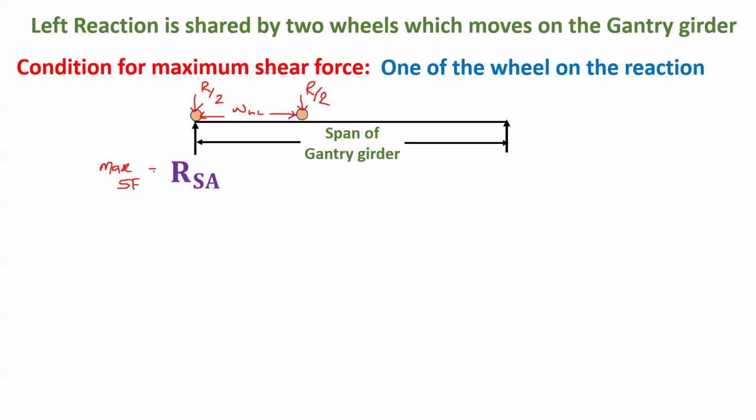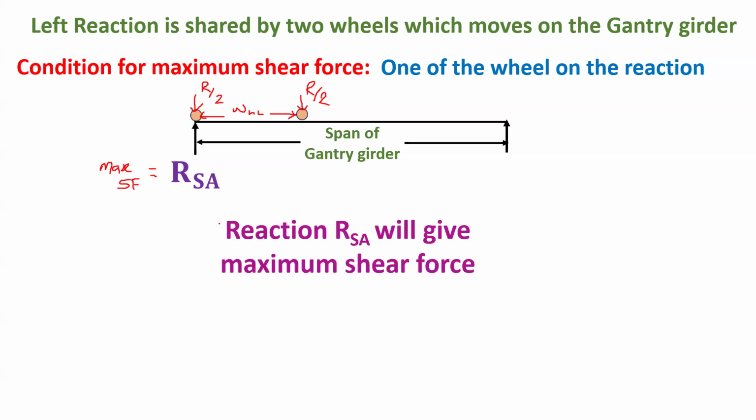And knowing this maximum shear force, we can go for the further calculations. So we have maximum shear force, that is nothing but RSA, the reaction for maximum shear force at A. Then reaction RSA will give maximum shear force. Now we will have the condition for maximum bending moment. This is most important. One of the wheel loads and the CG of the wheel loads should be equidistant from the center.